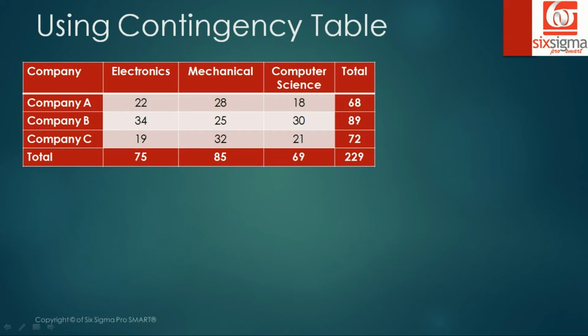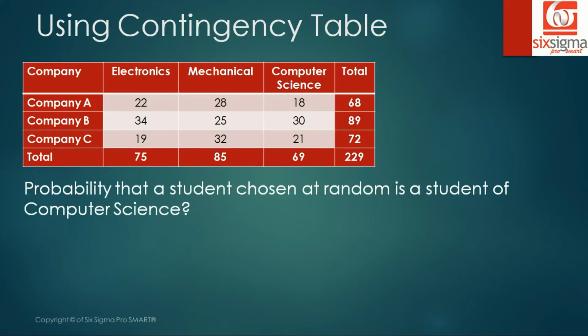Let's see how we use a contingency table to solve problems. Suppose somebody was to ask you the probability that a student chosen at random is a student of computer science. Now you know that computer science students in total are 69, and the total students that we have are 229. So the probability here would be nothing but 69 over 229, which is the outcomes of interest divided by the total possibilities.